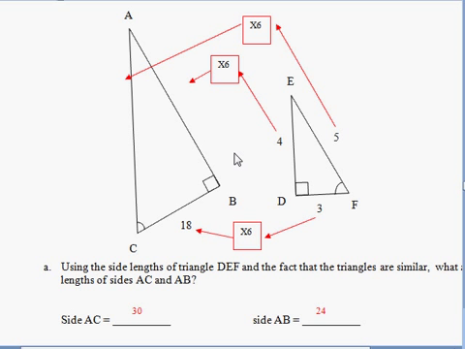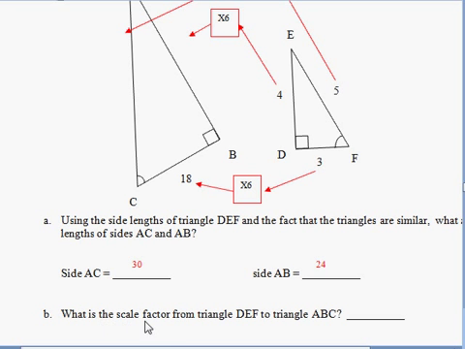If this graphic is a little overwhelming, remember you can pause the video. Again, we did 3 times 6 to get 18, so 4 times 6 for AB gave us 24, and 5 times 6 for AC gave us 30.